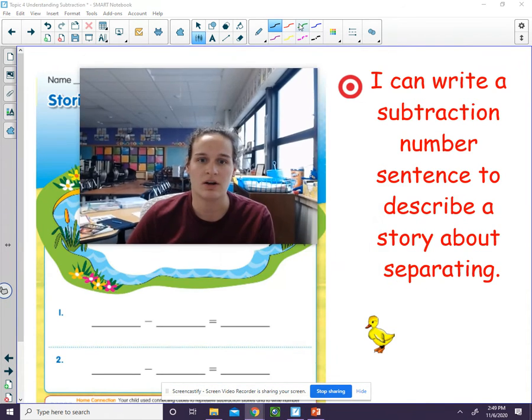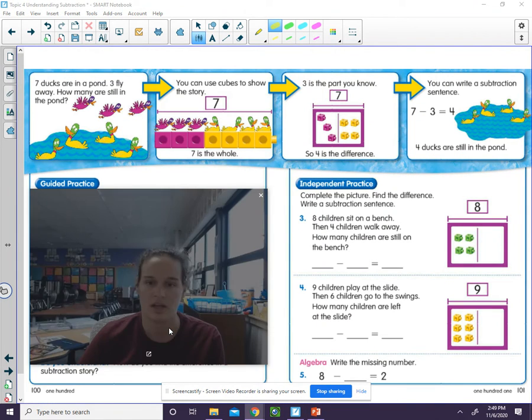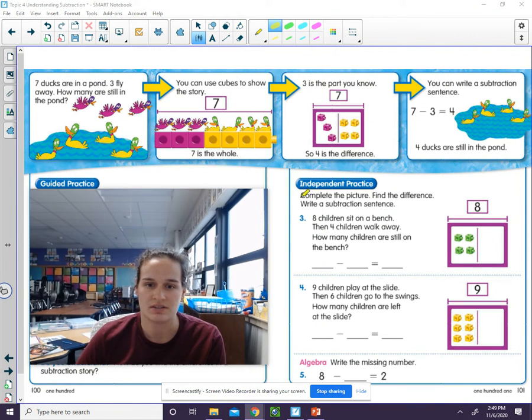So let's take a look at our learning target. It reads, I can write a subtraction number sentence to describe a story about separating. Our directions here say, complete the picture, find the difference, write a subtraction sentence. So by completing the picture, it means we are finding the missing part in the picture.